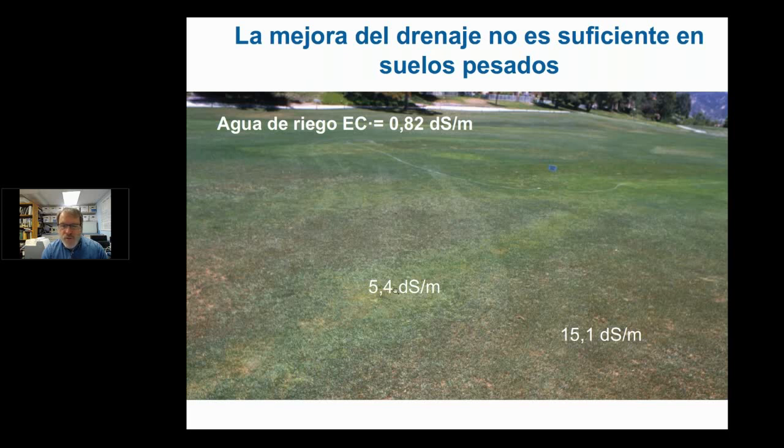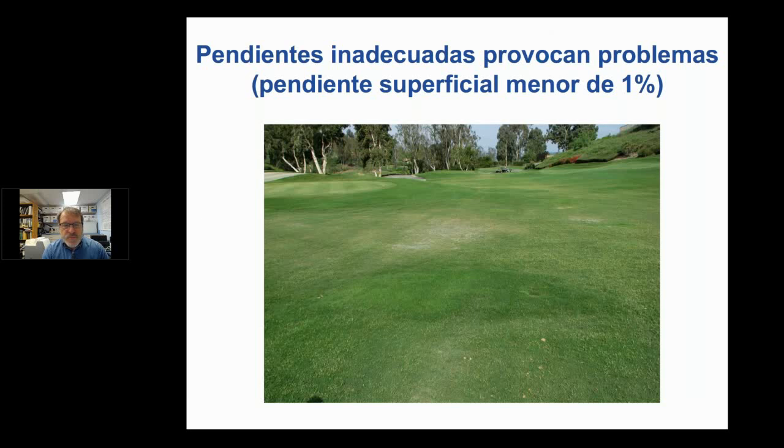Where they've installed drainage systems, you can see that the salinity has dropped to 5.4 decisiemens per meter. And this is Bermuda grass. It's only in this small area right over top of the drains, and the reason is that the water cannot move into the drains from the sides laterally. So we'll talk about how we correct that type of situation a little further in the presentation.